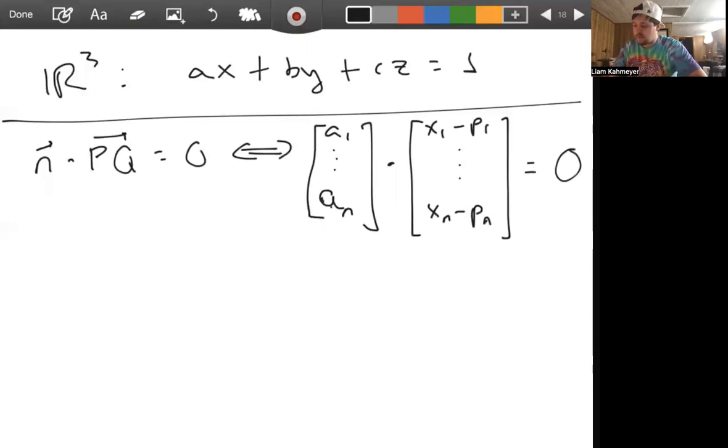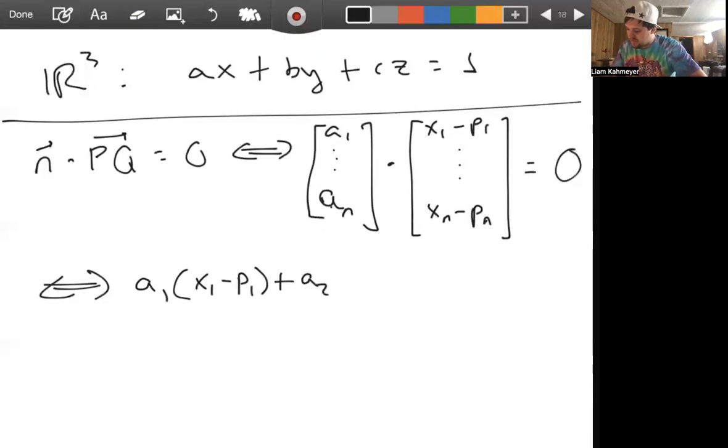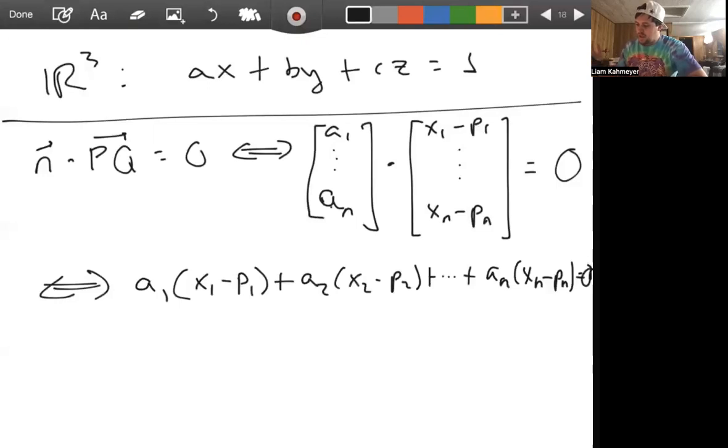Well, let's take the dot product. We know how to take a dot product. This means that A1 times X1 minus P1 plus, and I'll write one extra term here just for clarity, A2 times X2 minus P2 plus, et cetera, plus AN times Xn minus Pn, this equals 0. Okay, this is a good description.